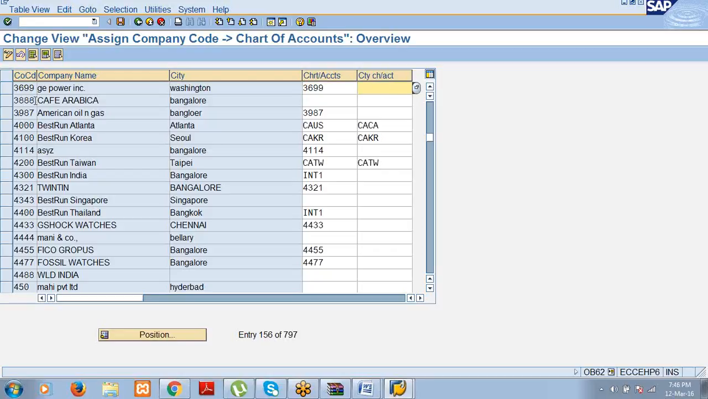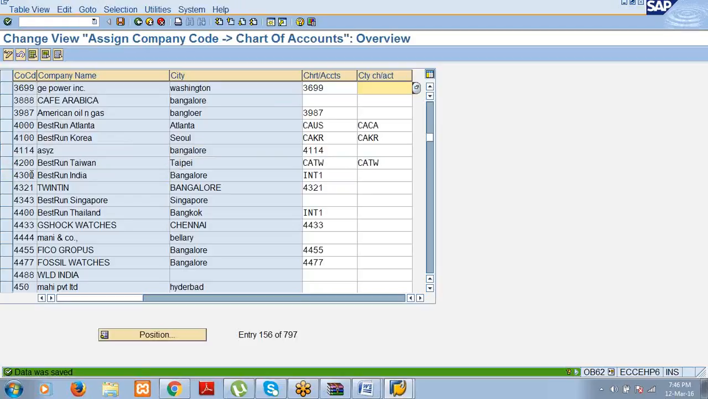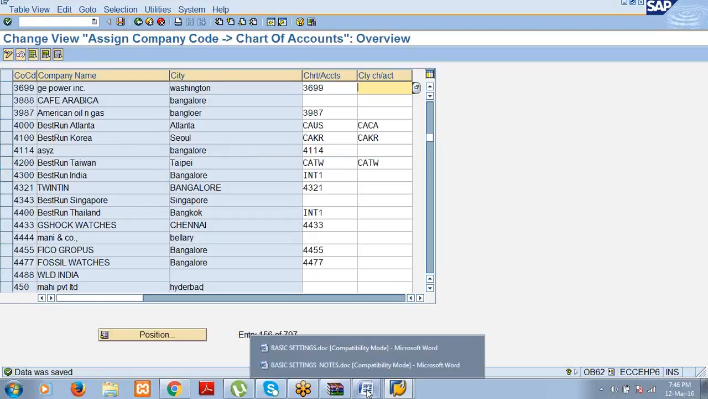Suppose here 3888 is your parent company code, right? It is in India. So if you have to use this Indian chart of accounts, you have to assign 3888 chart of accounts here, nothing else. Click on save.